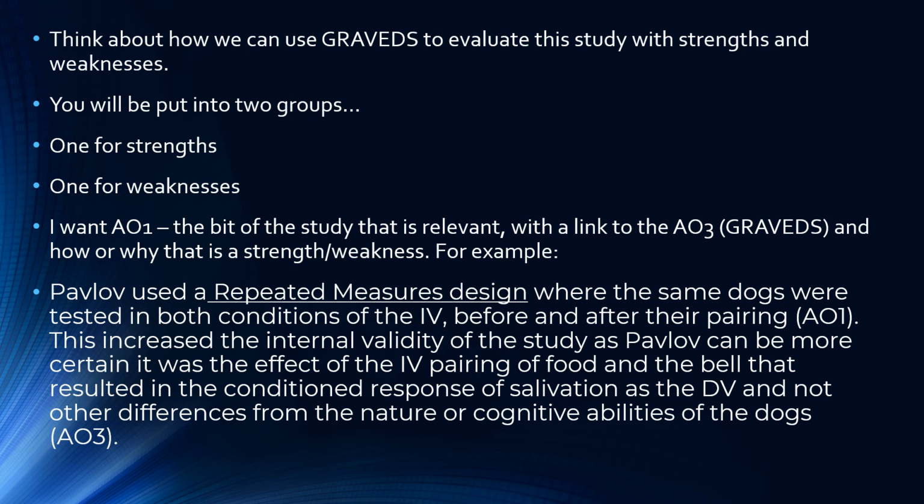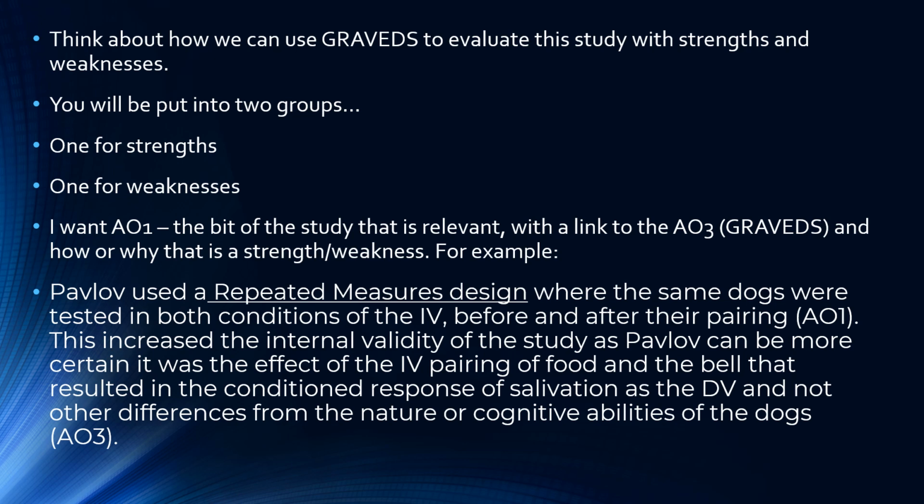You can't just talk about being a lab. You can't just talk about it being an animal. You have got to be really specific, picking those bits out of Pavlov. And then your AO3 link to Graves and how or why that makes it a strength or weakness. You know, remember to tell the examiner that I think this is a strength because. If you don't give the because, you're not going to get those AO3 marks in there.